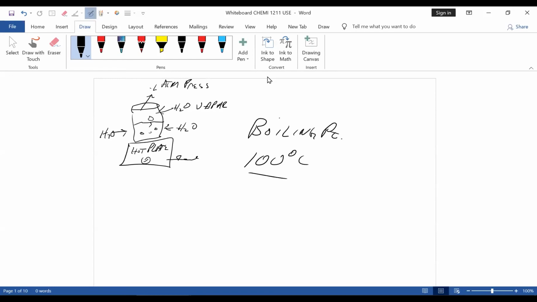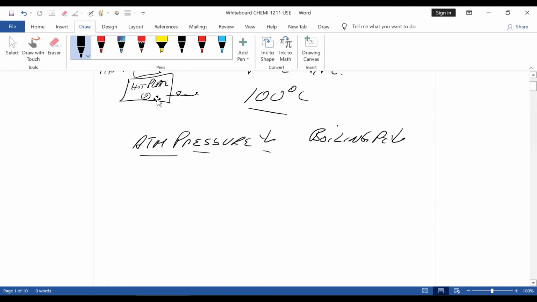Now, here's something important. If the atmospheric pressure decreases, then the boiling point, this you should know, decreases. And how does the atmospheric pressure decrease? You go higher on our planet. The higher you go in elevation, the lower the atmospheric pressure.